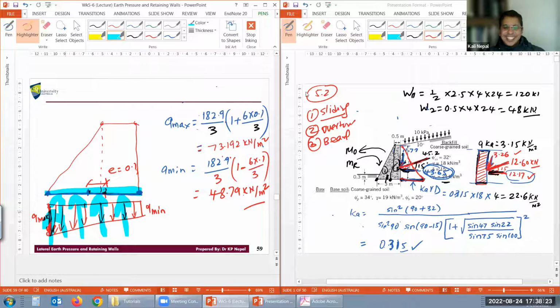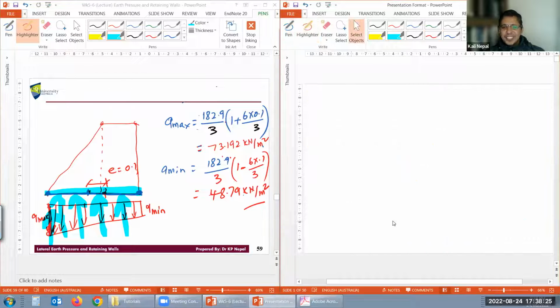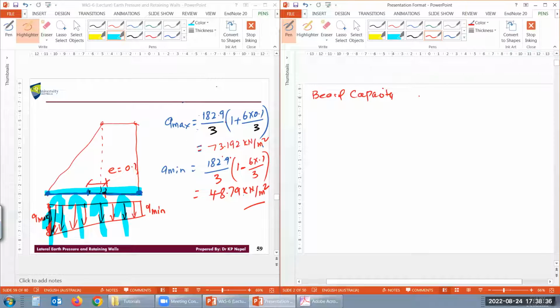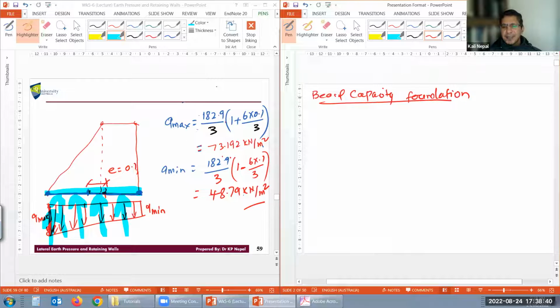Okay, so let's keep moving now. Let's use one of the methods. Over here, they use Hansen. So let's see Hansen, bearing capacity of foundation. Let's use one of the methods. Any of the available methods we can use, right?